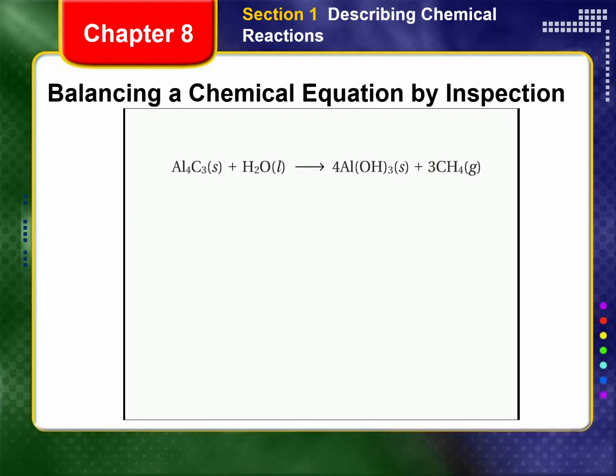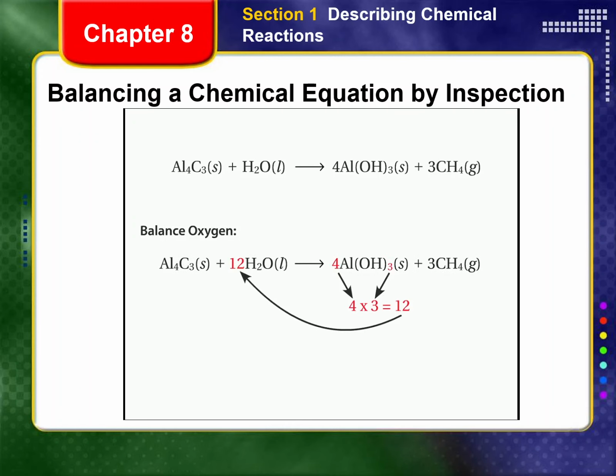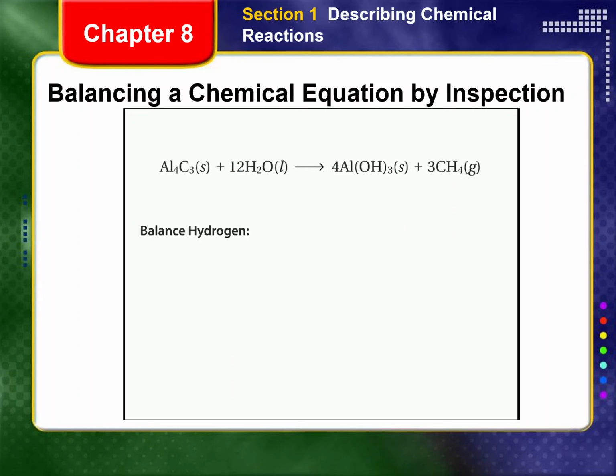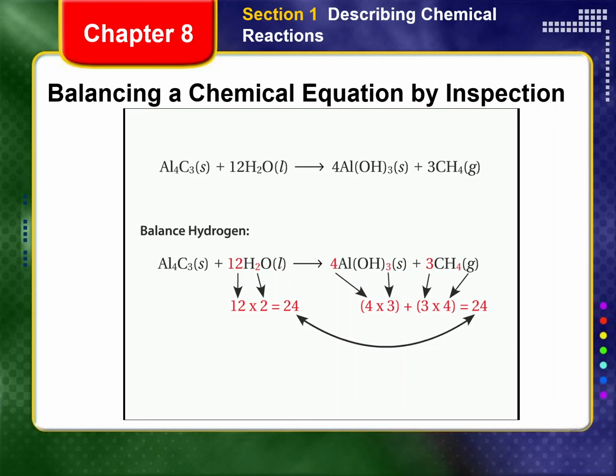Next, the 12 atoms of oxygen in 4 molecules of aluminum hydroxide on the product side cause us to make sure there are also 12 atoms of oxygen in the molecules of water on the reactant side. Looking at hydrogen, the 4 molecules of aluminum hydroxide on the product side contain 12 atoms of hydrogen, and the 3 molecules of methane contain 12 atoms of hydrogen. This gives us a total of 24 atoms of hydrogen on the product side. This is the same number of atoms of hydrogen as found in 12 molecules of water on the reactant side, so our equation is balanced.